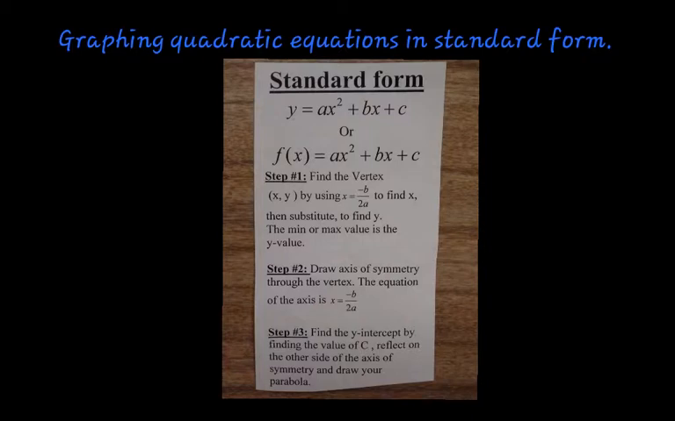And step 3, you want to find the y-intercept by finding the value of c. So going back to the actual equation, this number might be negative, might be positive. It's going to be the y-intercept. You're going to reflect on the other side of the axis of symmetry, and you're going to draw your parabola. So that means you're going to find 3 points. You're going to find the vertex, you're going to find the y-intercept, and the reflection of the y-intercept. Connect the points, making a smooth curve. Obviously, sometimes it's not going to be perfect, but you want to have it as close as you can to a U shape. Alright, so let's try an example.